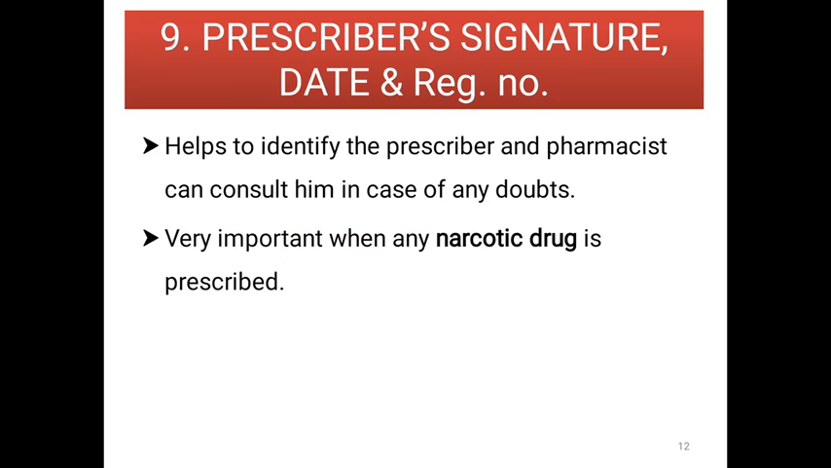Okay. Then last one is the prescriber's signature, date and register number. It is very important in case of prescription containing narcotic and habit-forming drugs, and it also helps the pharmacist to identify the prescriber and consult him in case of any doubts or mistakes. That's all about the parts of prescription.